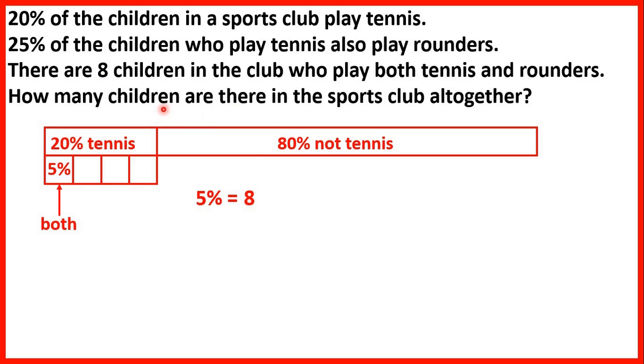So we know that 5%, the children who play both, are 8 children altogether. But we want to know how many children are there in the sports club. So we need to find 100% of the children. So we can think, 5 times what is 100? Well, 5 times 20 is 100. So if we multiply 8 children by 20, that's 160 children in the sports club altogether.